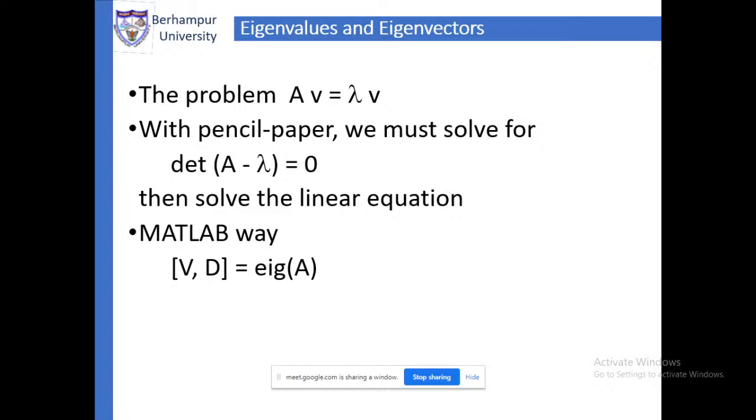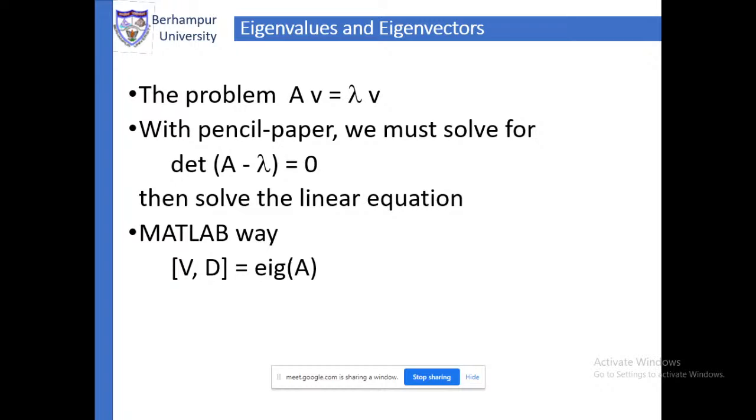This you can solve easily using pen and paper. How to do that? Take the right hand side to the left hand side. V is common, so take V common. Then you will have A minus lambda into V is equal to 0. Since V is not 0, the determinant of A minus lambda is equal to 0. So if you know A, find the determinant of A minus lambda and solve for lambda, and you will find the values of lambda. Eigenvalues can be easily found using this solution. Then you can solve the linear equations. Now in MATLAB, how you will do this is very simple.